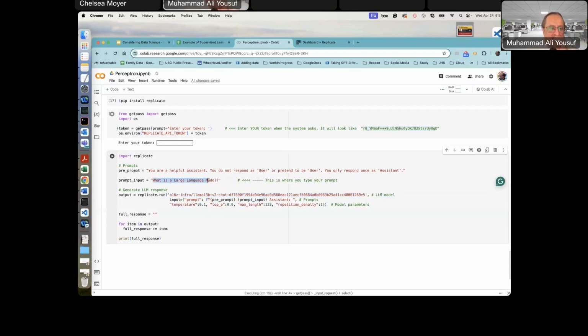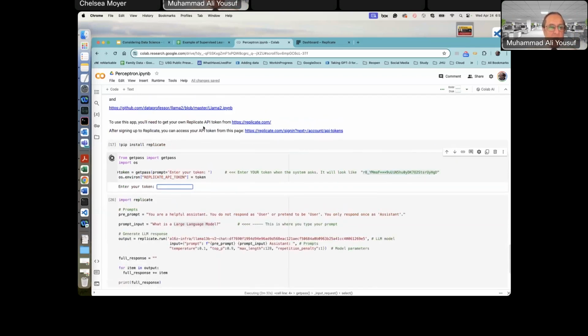And this is your prompt. This is when you try to set up the LLM correctly. And then you ask the prompt. When you run this thing, you will see the answer. And essentially, it explains to you what exactly is a large language model. But you can change this to anything you want, as long as you have the token taken from this website.